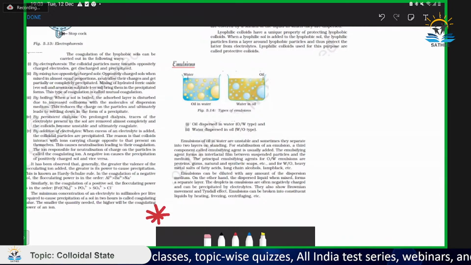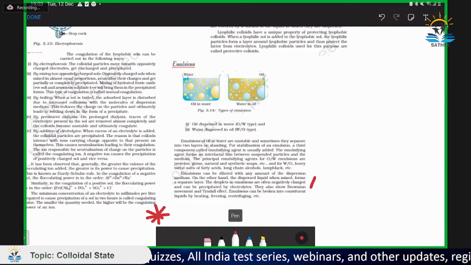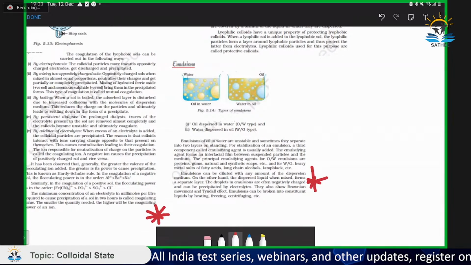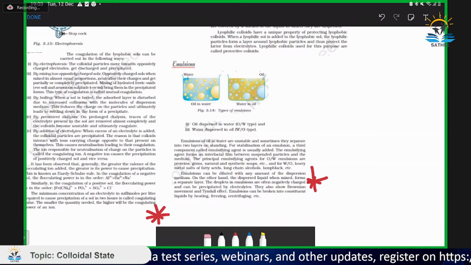The droplets in emulsions are often negatively charged and can be precipitated by electrolytes. This is also important. They also show Brownian motion and Tyndall effect like other colloids.